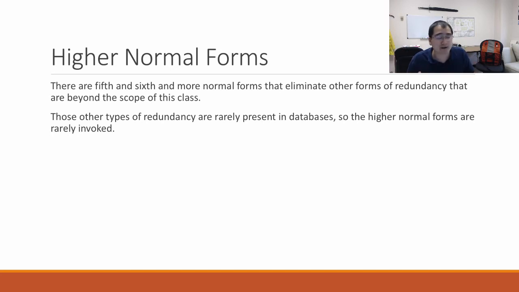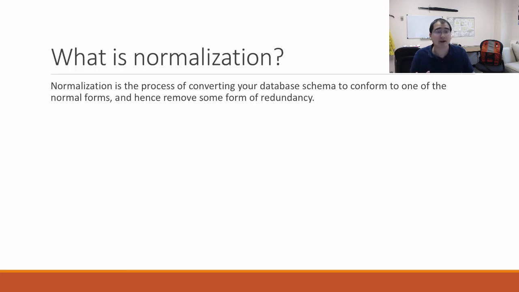Okay, the other thing I want to make really clear with you guys is, well, what is normalization? Normalization is the process of converting a given database schema into one that conforms to one of the normal forms, be it first, second, third, fourth, Boyce-Codd, any of those other ones. And the whole point of converting your schema into one of these normal forms is that it removes some form of redundancy due to functional dependencies, multi-value dependencies, or other attributes if you care about the higher normal forms.